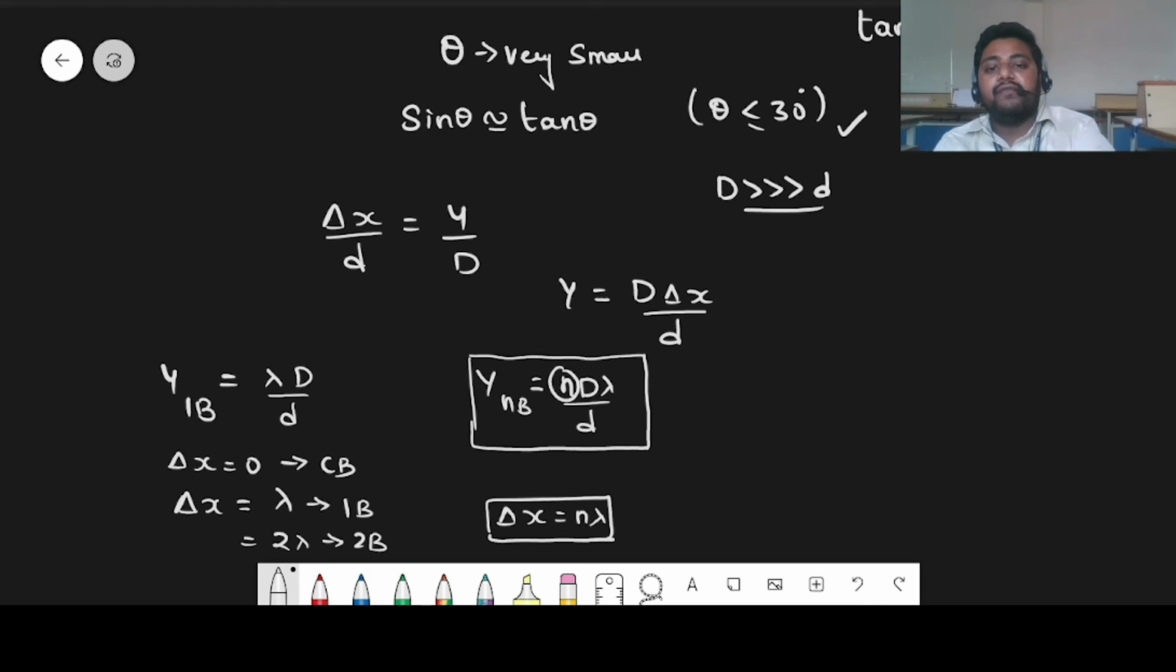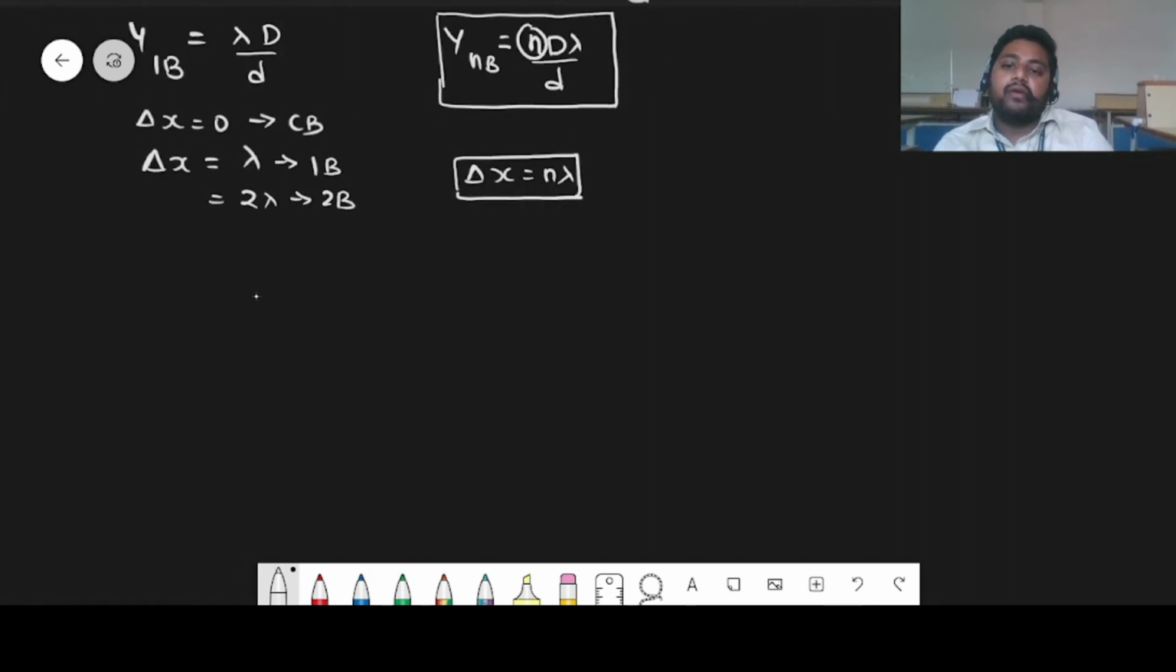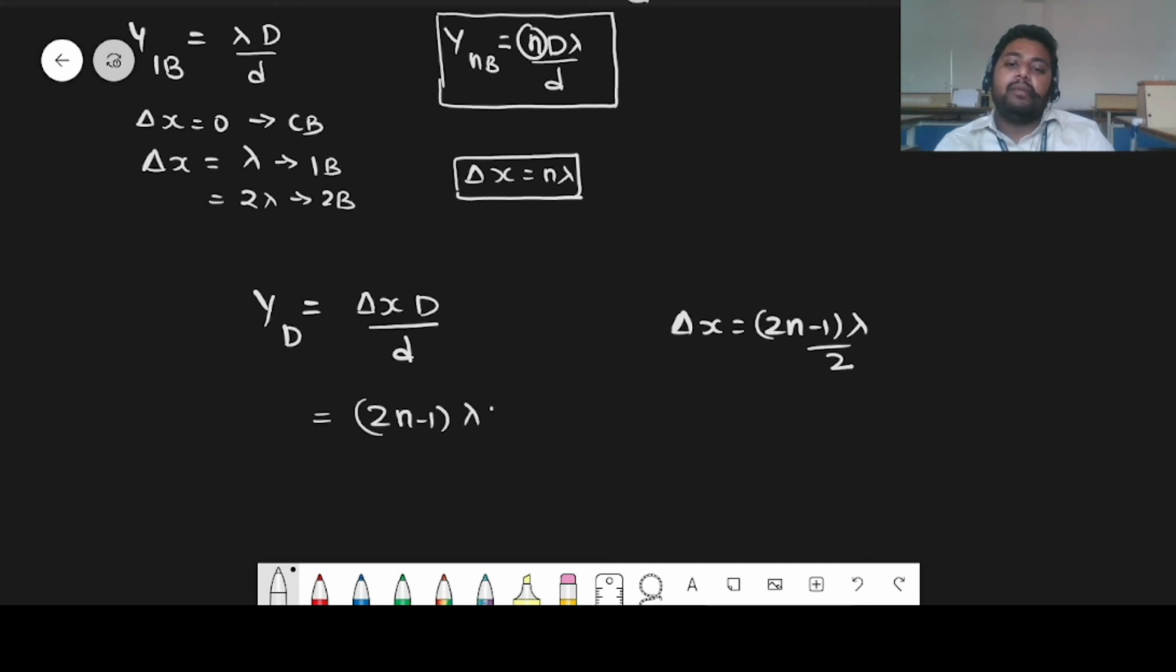In the same way, when we are trying to analyze the dark fringe, y dark. In the y dark condition, the delta x formula is 2n minus 1 into lambda by 2. So that means y general dark can be delta x into D divided by d. This is a general formula. In place of delta x, you can write 2n minus 1 into lambda D divided by 2d. This is a general formula for the dark fringe.